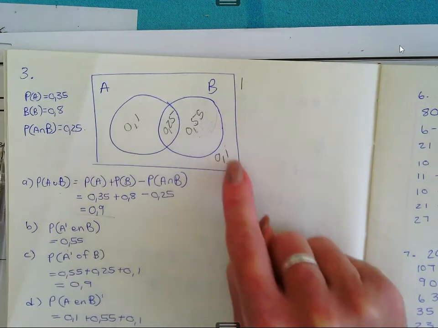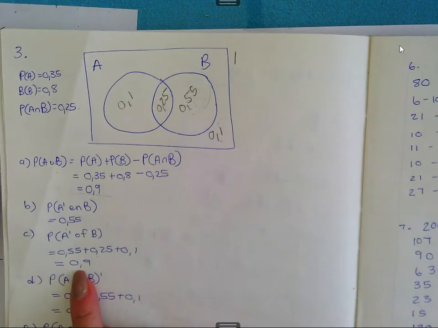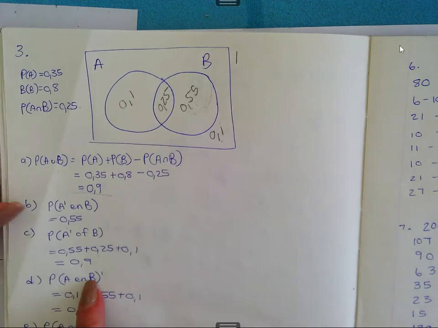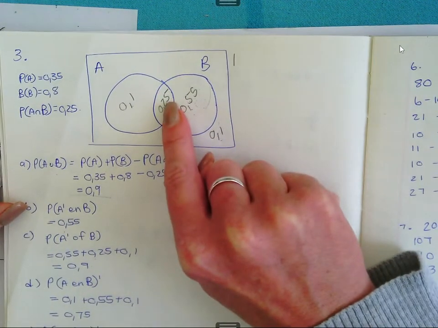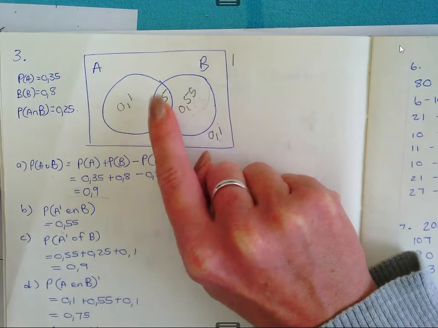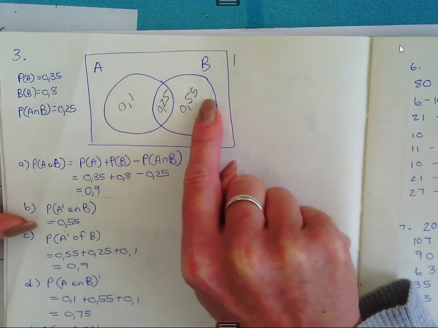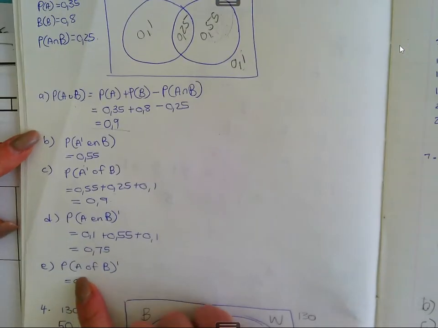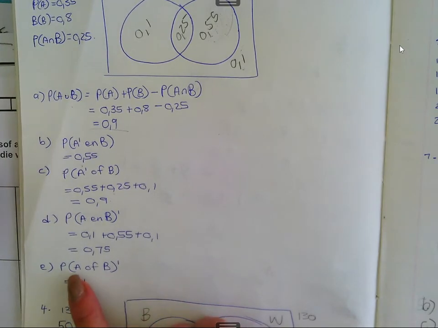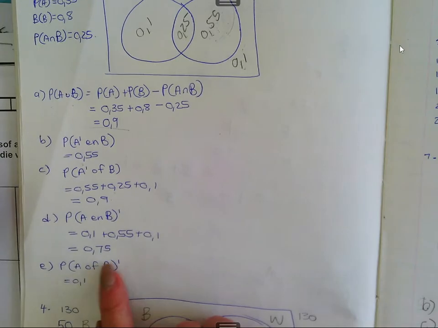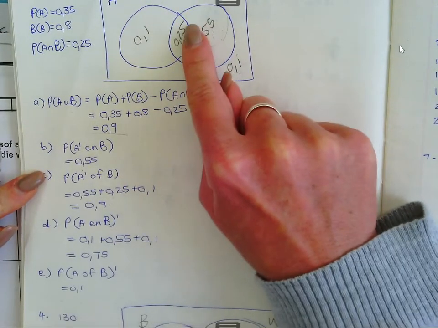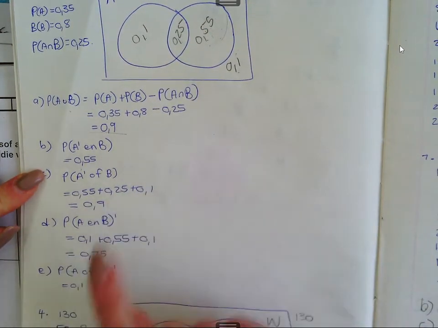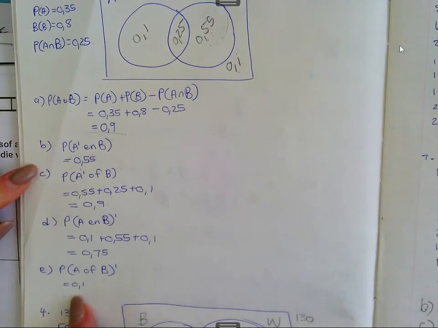0.25 plus 0.55 plus 0.1, and then it's 0.9. The probability of not A and B. So A and B is 0.25. So not A and B will be the others: 0.1 plus 0.55 plus 0.1, which is 0.75. The probability of not A or B. Now A or B is the two circles, so everything in those two circles is 0.9. So not A or B is going to be 0.1.